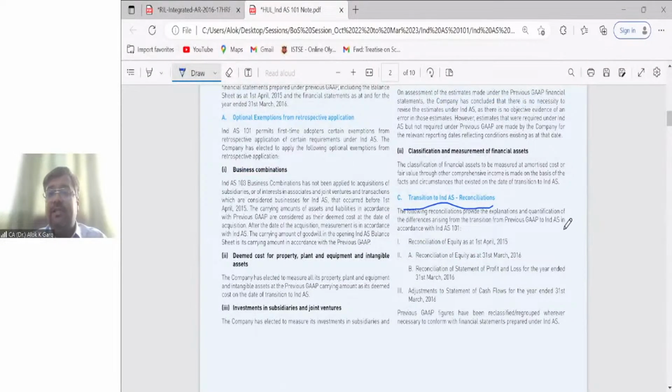The following reconciliation provides the explanation and quantification of the differences arising from the transition from previous GAAP, which is AS, to Ind AS in accordance with Ind AS 101. And what have they given? A reconciliation of equity as on transition date. Reconciliation of equity as on comparative date 31st March 16. Equity means balance sheet. Reconciliation of P&L for the year ended 31st March 16. Adjustment to statement of cash flow for the year ended 31st March 16, right?